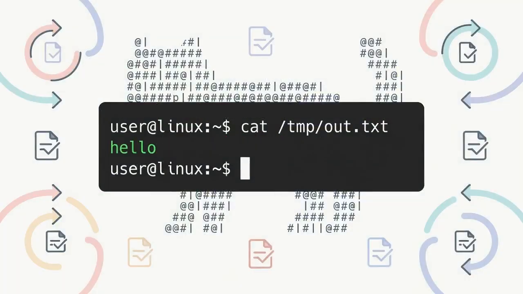To prove the file was actually written, we cat it back. cat /tmp/out.txt reads the file, and prints its contents to stdout. There it is, hello, persisted to disk and recovered in a separate command. That completes the loop. stdin redirection, pipes, and tee all working together as the core plumbing of the Unix philosophy.